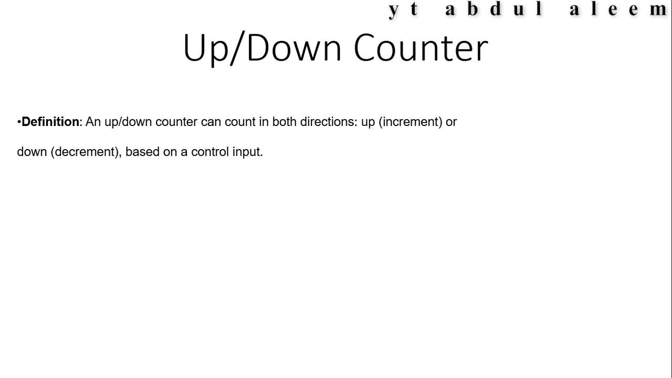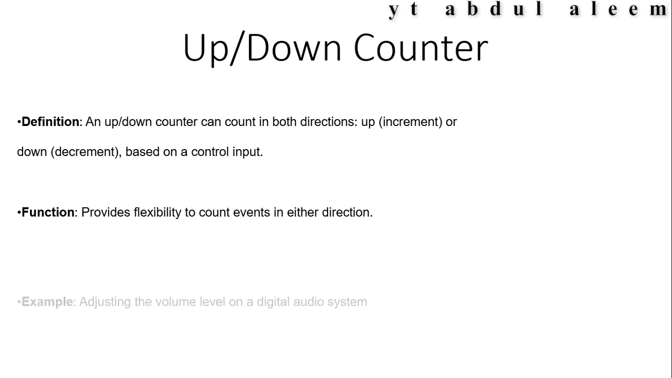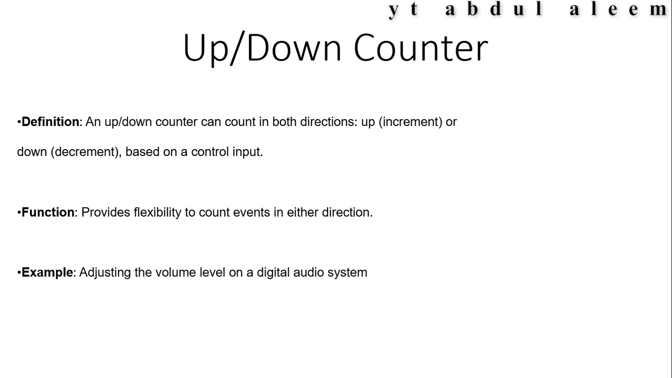Up-down counter. Definition: an up/down counter can count in both directions, up or down, based on a control input. Function: provides flexibility to count events in either direction. Example: adjusting the volume level on a digital audio system. In this picture you can see up-down counter logic.